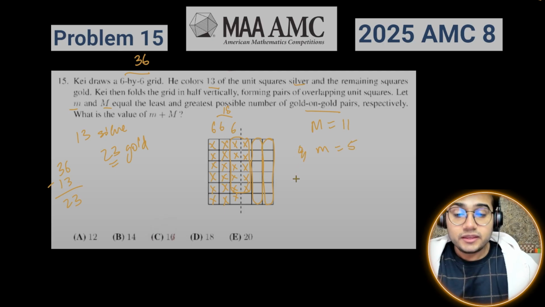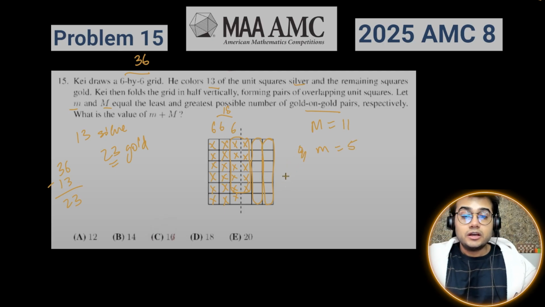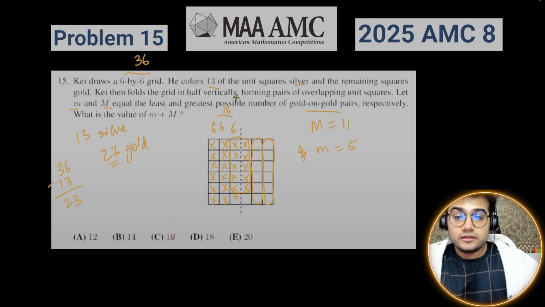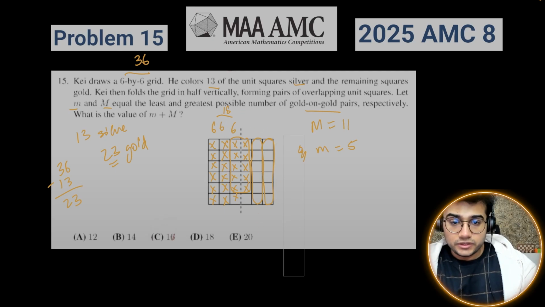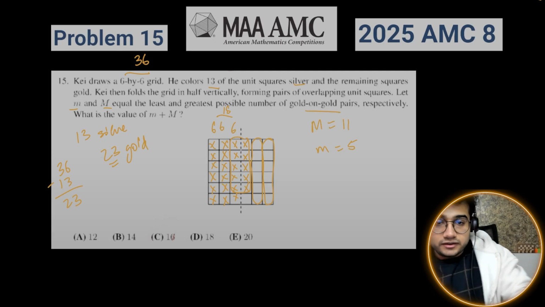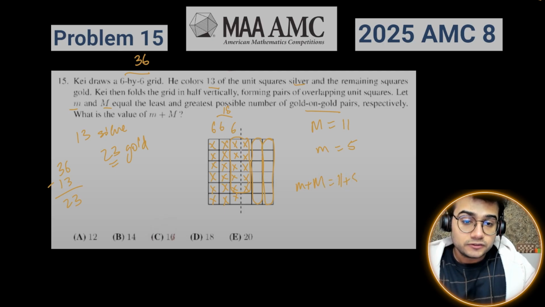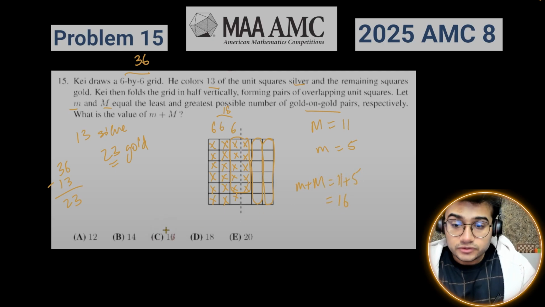Okay, and again, since we used the extreme rule principle, we try to avoid it as much as possible. This is the minimum we can have. We cannot have anything less than that. So small m plus capital M is going to be 11 plus 5, which is 16. So the answer is C.